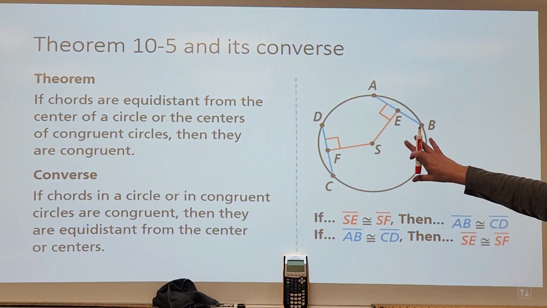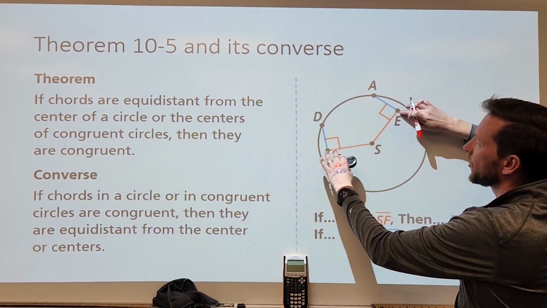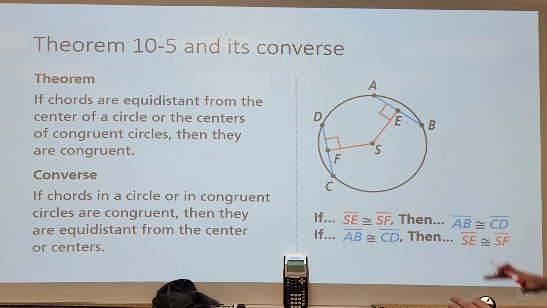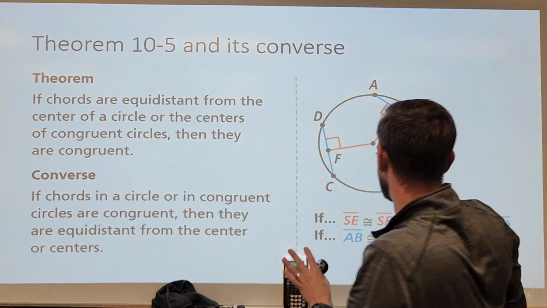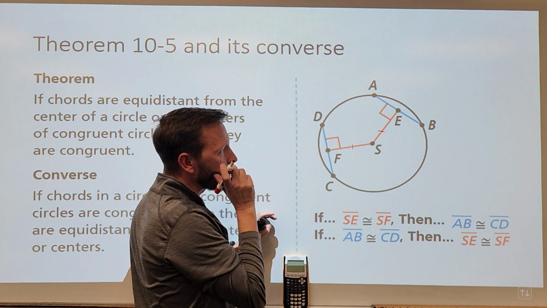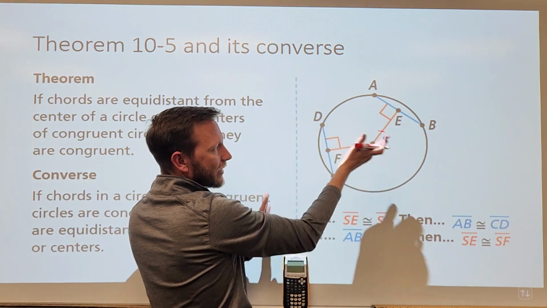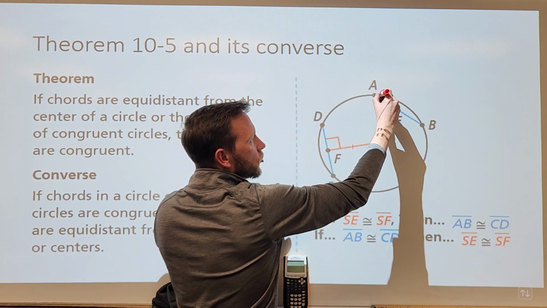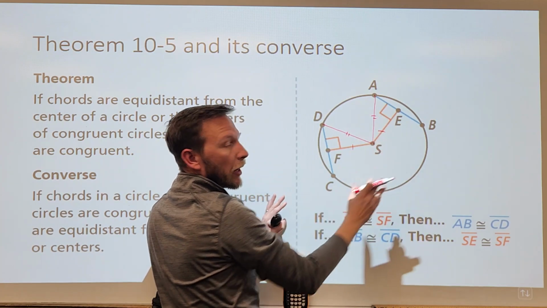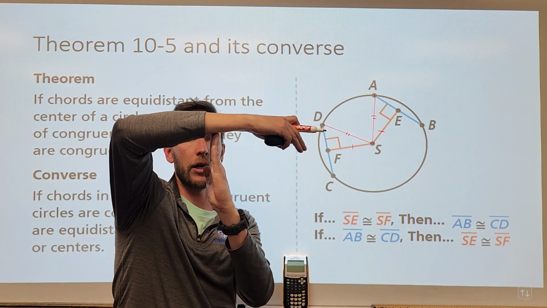All right, theorem 5 and its converse. If we have two chords that are equidistant from the center of the circle or of congruent circles, then it means that these chords are congruent. This is a little tricky of a proof, but if this distance is the same as that distance, then what that means for us, remember this is not a radius, but if SE and SF are congruent, that distance from this point to that line, then when I draw in a radius, I'm going to make congruent triangles by hypotenuse leg.